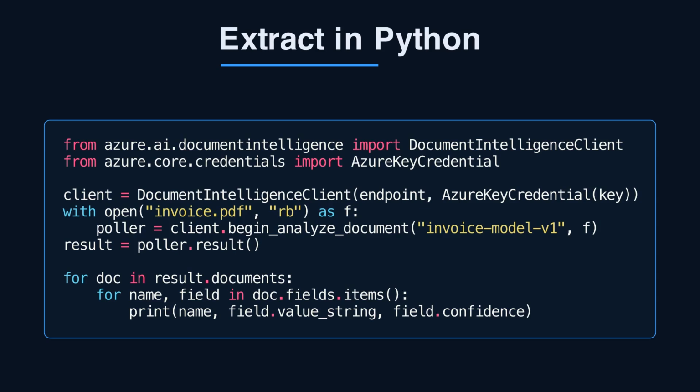Read both, because the confidence drives your validation next. Use a managed identity in production instead of a raw key. This snippet is the entire extraction core.